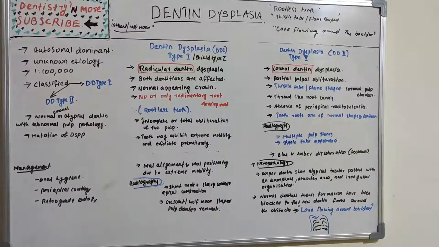So it's a developmental anomaly affecting dentine, which has two types, coronal and radicular dentine types.